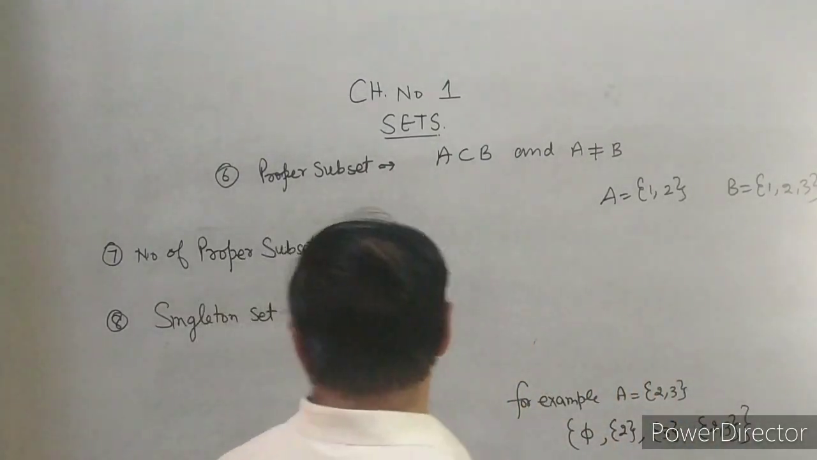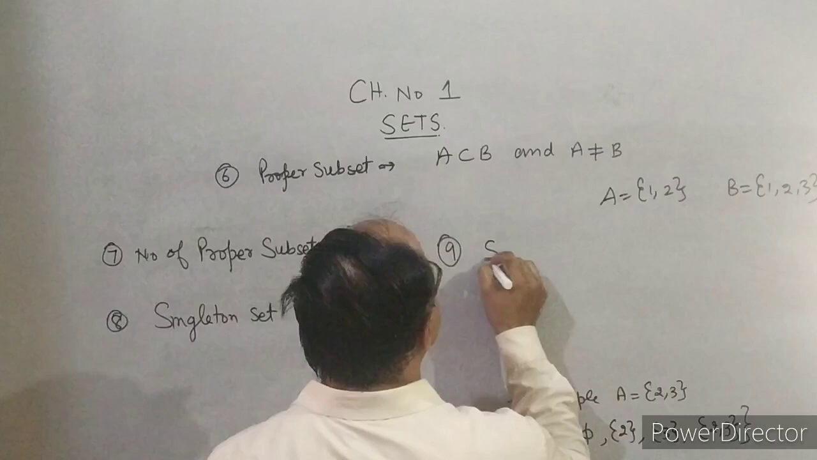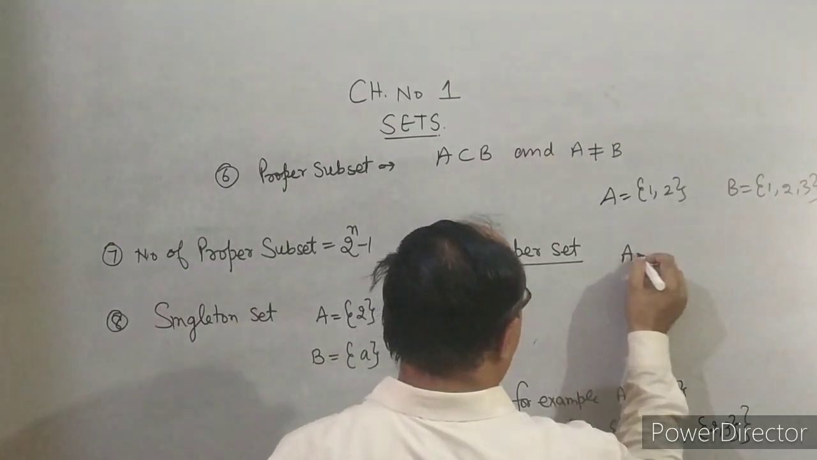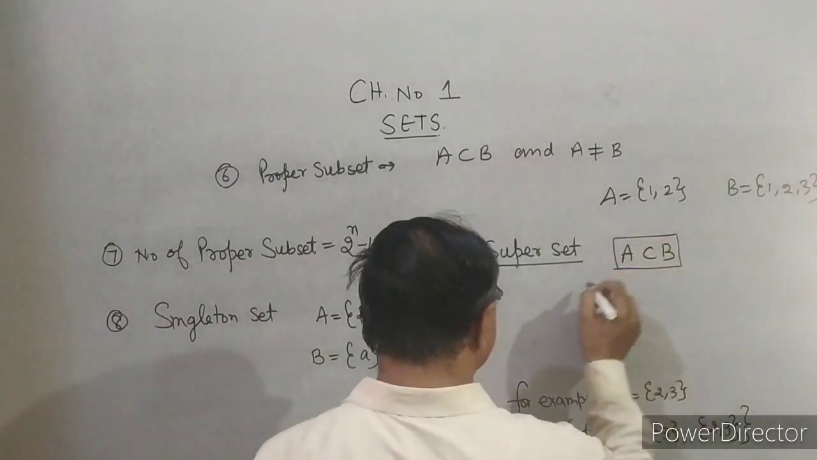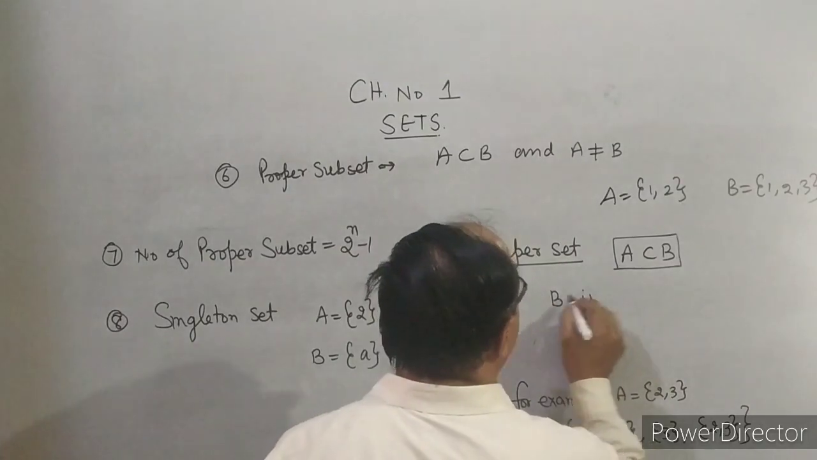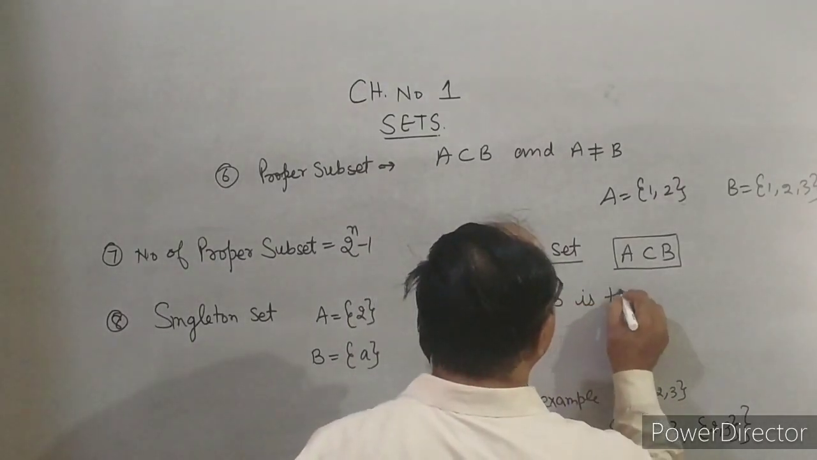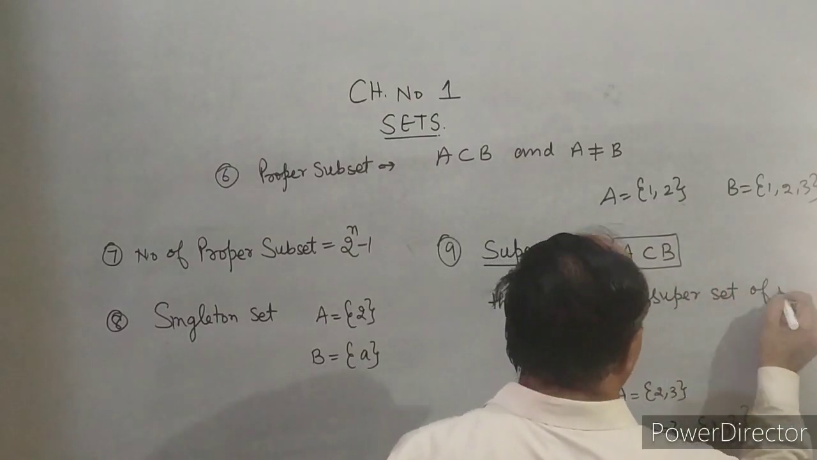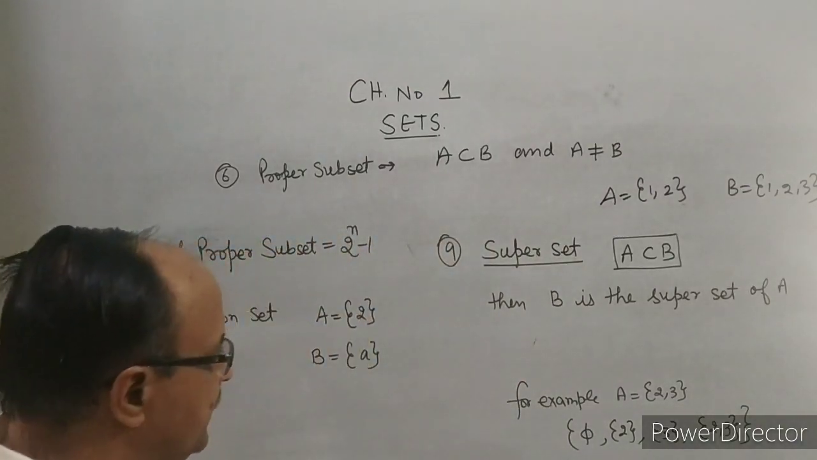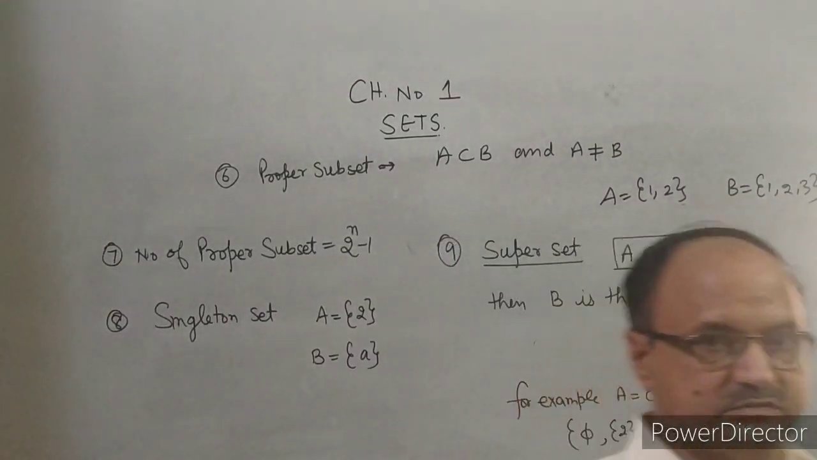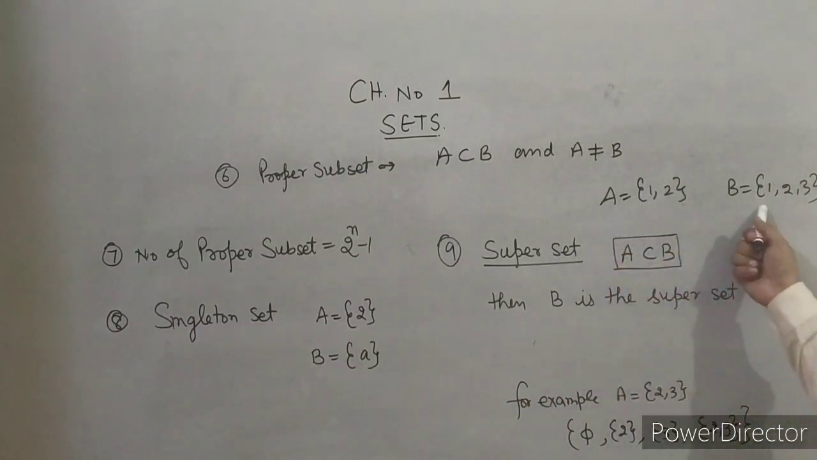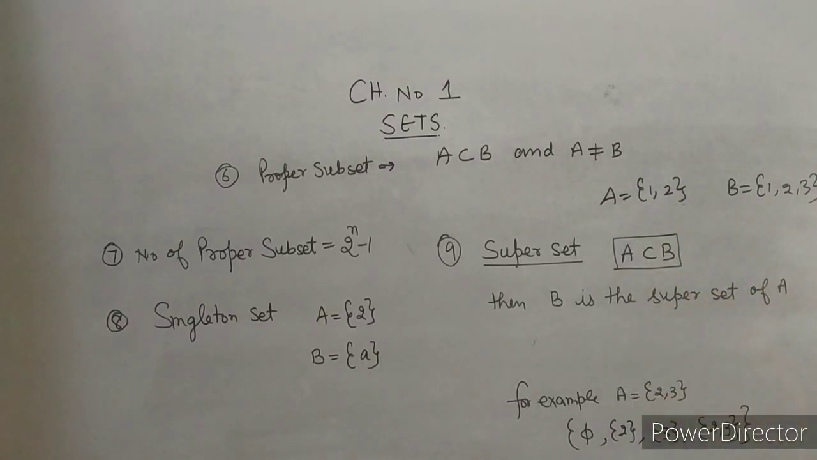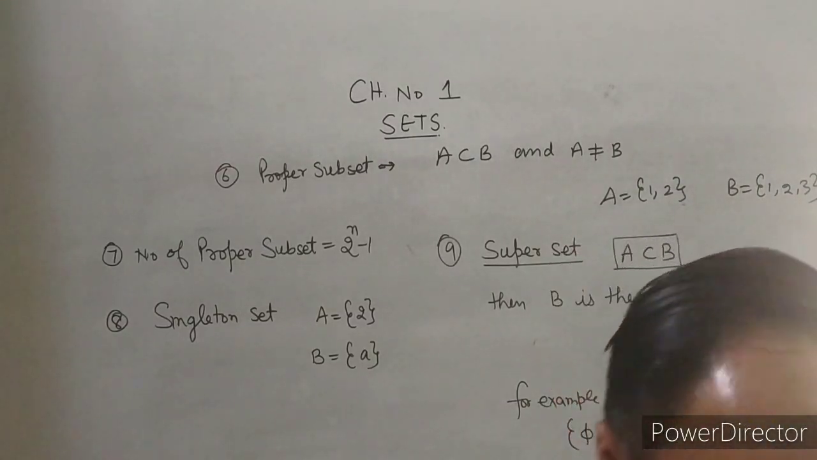Now, superset. The 9th point is superset. Superset means, for example, if A is a subset of B, then B is the superset of A. B is the superset of A. Here, you can understand it from here. A is a subset of B, then this set is called the superset of A. Clear?